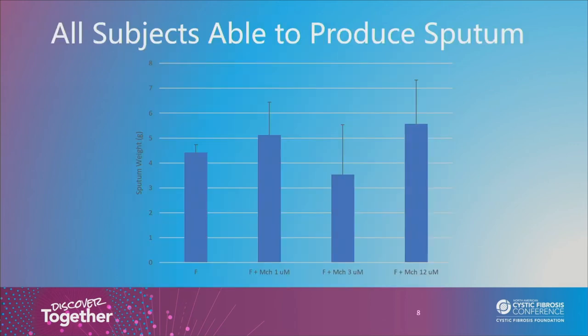Now, just out of curiosity, among many things, we're also checking: are people mobilizing secretions? Interestingly enough, we saw that everyone, including the people that receive only formoterol, can produce sputum in good amounts, about 5 grams or so. It's all over the map, but at least we're getting people to mobilize sputum, and this is going to be one of the things that we're going to use as an exploratory parameter in our CF patients.